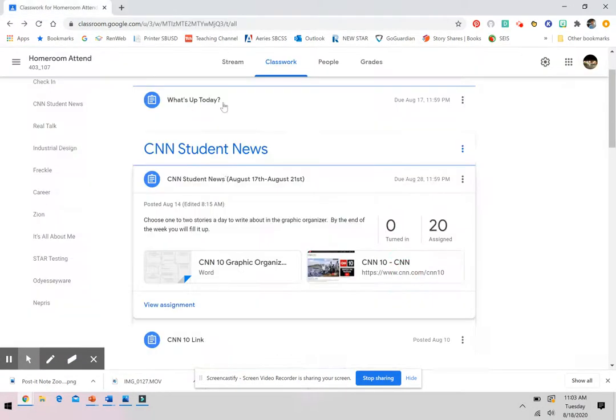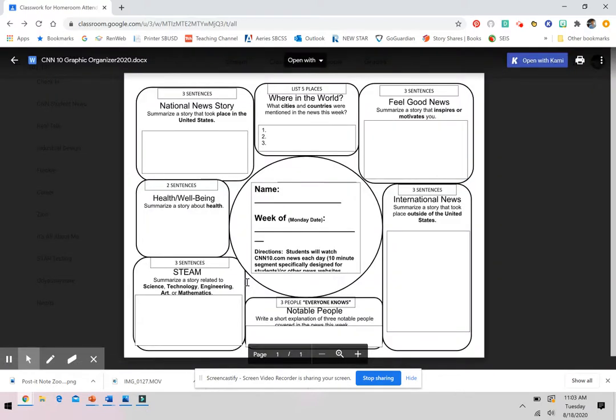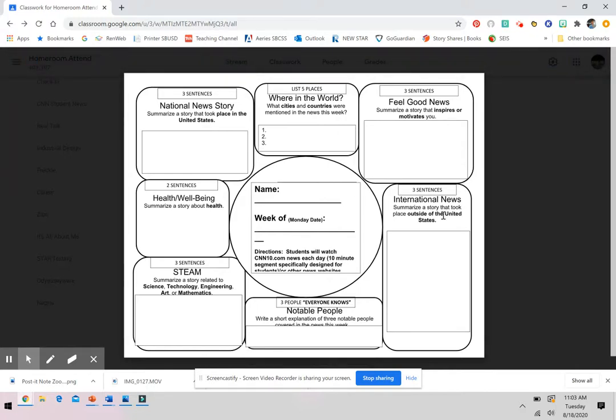That is important because you need to do the graphic organizer, which you will turn in on Friday because it takes a whole week to fill up this page of information. In the four corners of the page, you will see national news story, feel good news, international news, and STEAM. National news is anything within the United States, whereas international news is everything outside of the United States. For example, Canada, Mexico, and any other country around the world.